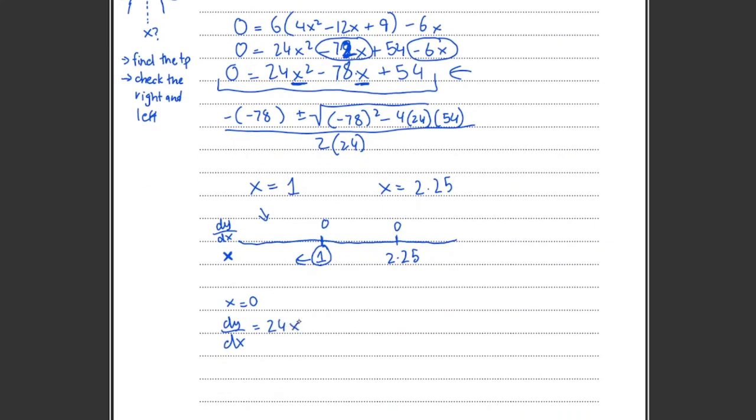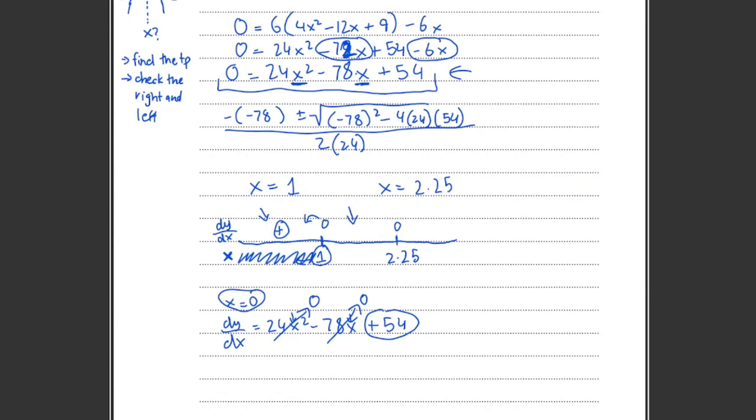I'm just going to use this equation, 24x squared minus 78x plus 54. If you put 0 in for x, then the first term is 0, the second term is 0, and I'm just left with positive 54. Positive 54 is a positive number. That means on this side we have a positive gradient. So we don't want this region, because this is where the function is increasing and the gradient is positive.